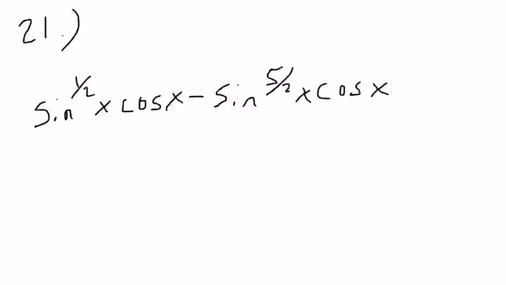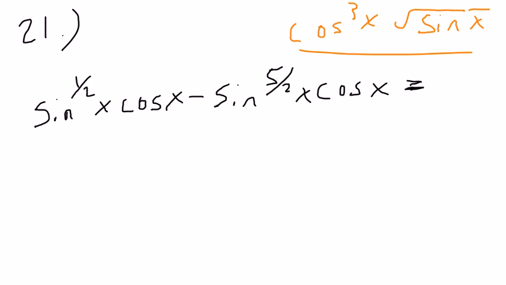This is number 21. I ran out of room, so I didn't write what this equals on the right side, so we'll just have to work with this side and then show you what it equals when we get done. I guess I can put it up on top. I'll put it up here. Cosine cubed x square root of sine. Alright, so this is where we need to go.